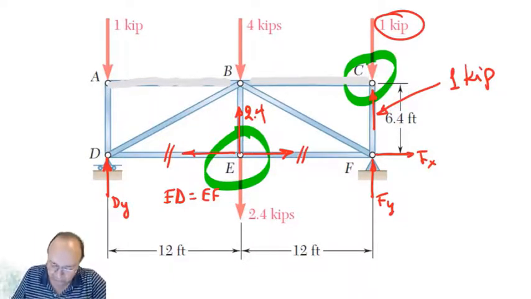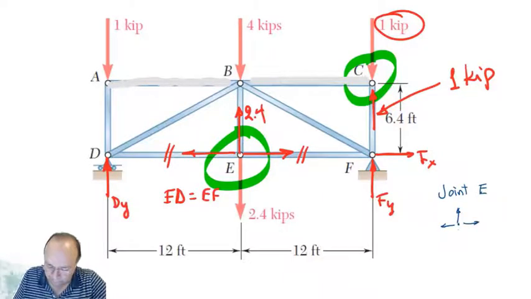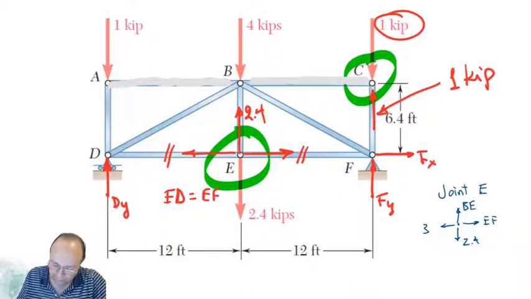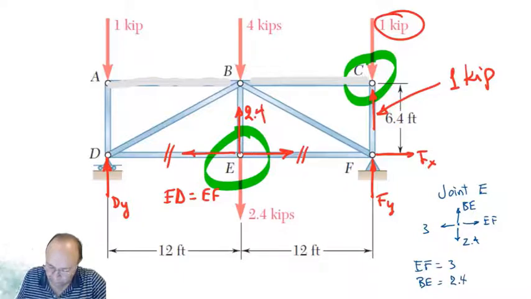You do your free body diagram here somewhere. When you are doing your calculations, you go to joint E. You do your free body diagram, put your 2.4 here, and suppose you already know that this bar is 3. This is BE, and this is EF. So you say EF equals 3, BE equals 2.4, tension.